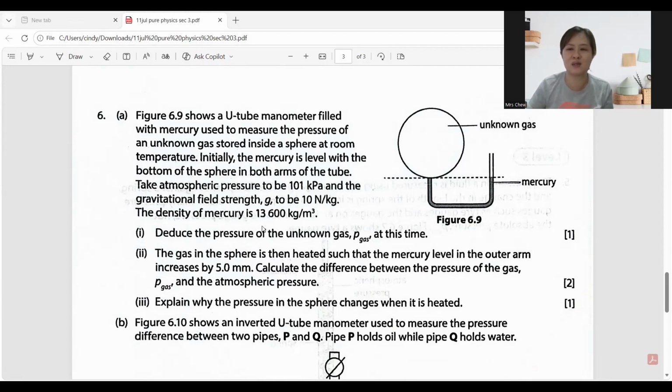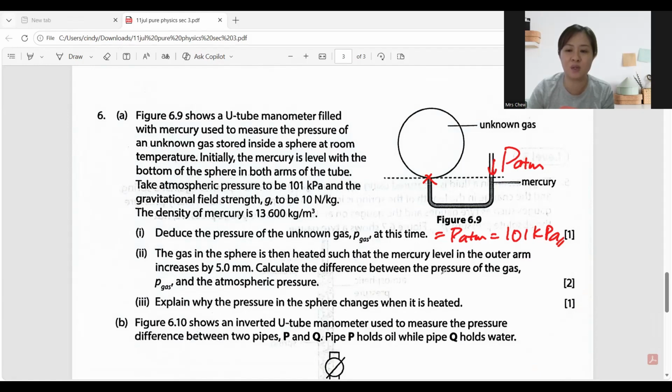Oh, this is quite easy, right? Because it's the same level. So if it is the same level, this one is the pressure of the atmosphere. So the pressure of the unknown gas is equal to there, which is equal to 101 kilopascal, and you will get the 1 mark.